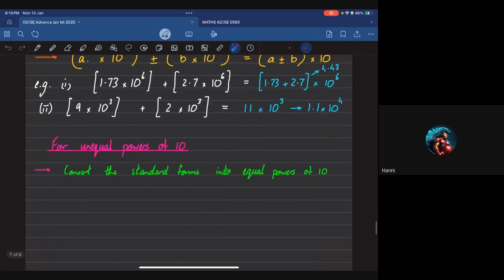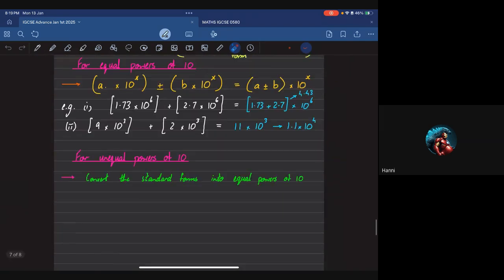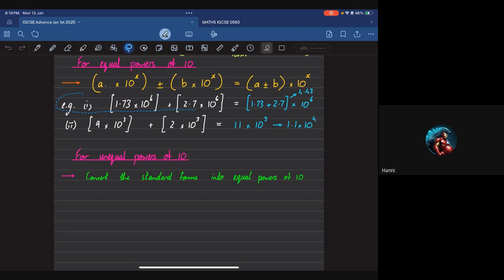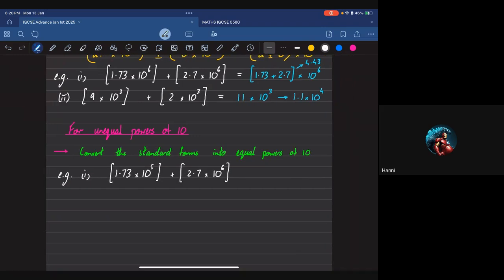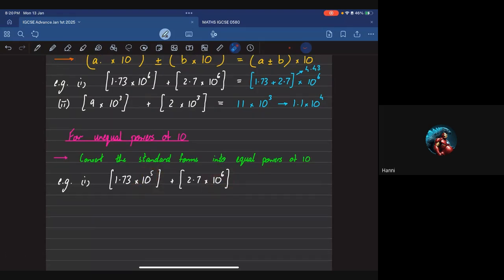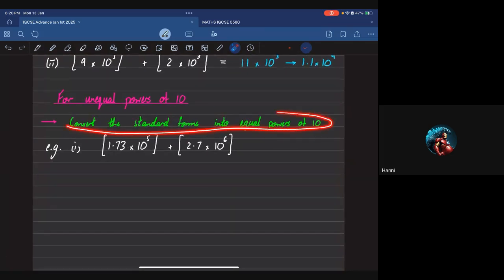Whenever I have unequal powers of 10, I'm simply going to first and foremost convert the standard form into equal powers of 10. Keeping this in mind, let's look at an example. Let me take the same example that I used above and tamper with it a bit. Let's say this is 1.73 into 10 raised to the power 5, and it's adding to 2.7 into 10 raised to the power 6. Because the same power of 10 is not being used on both standard forms, I cannot simply blindly add or subtract them. You need to first convert the standard forms into equal powers of 10.